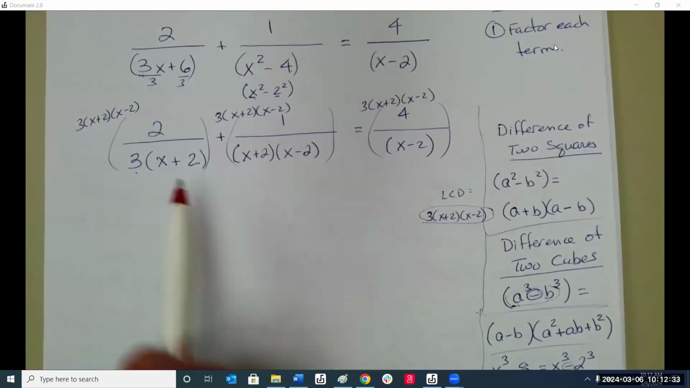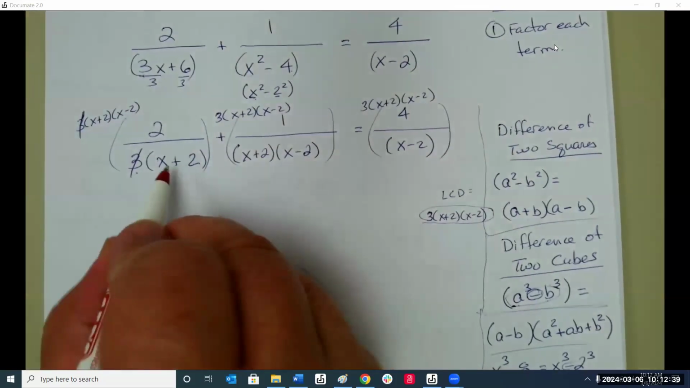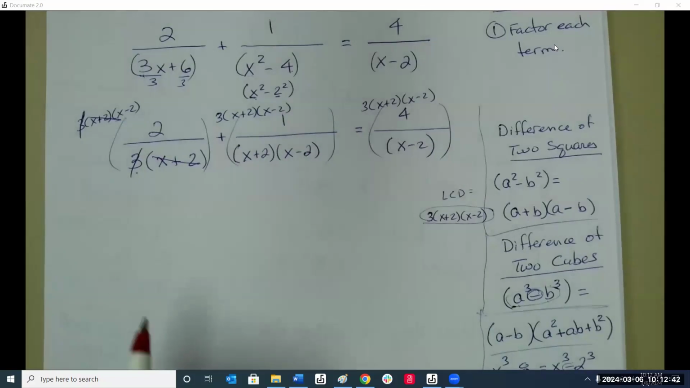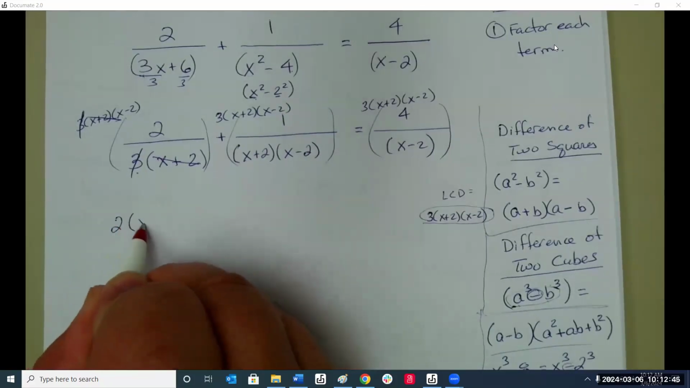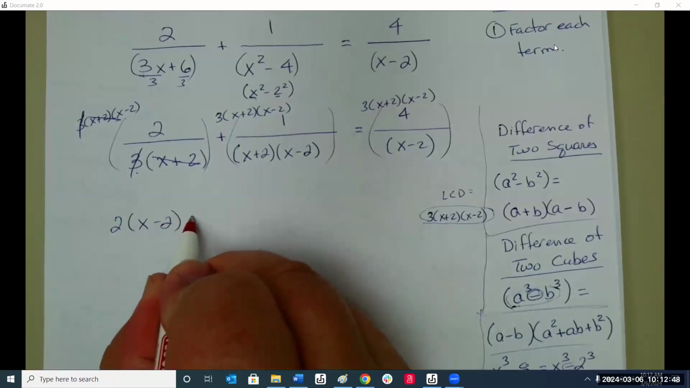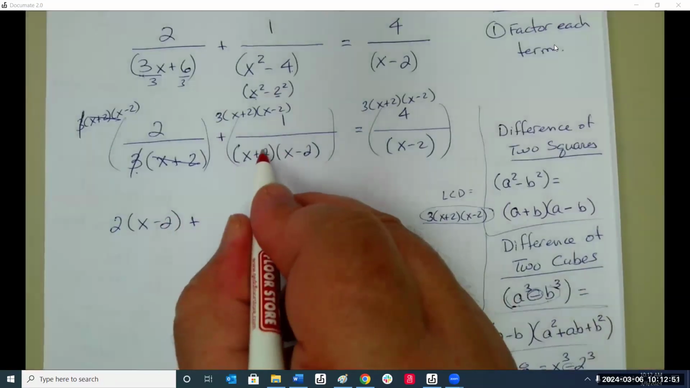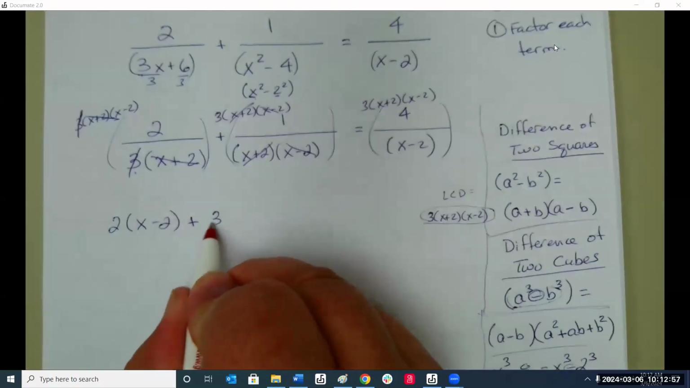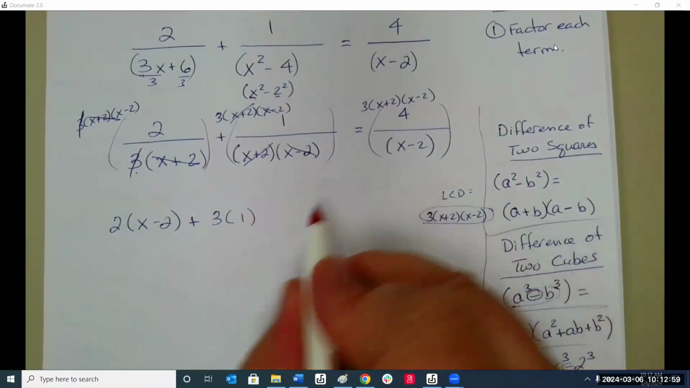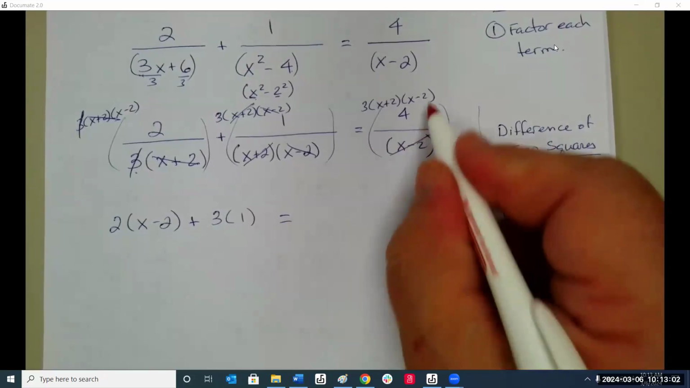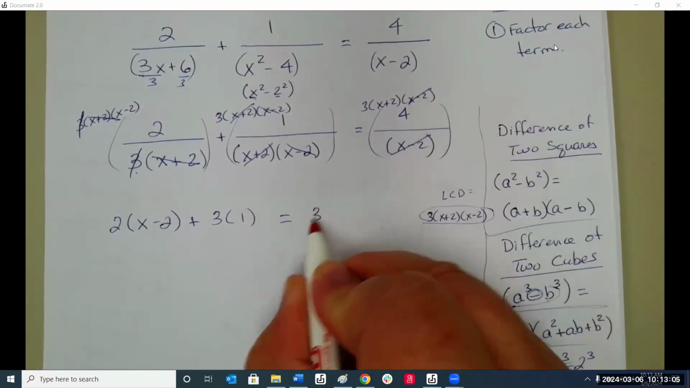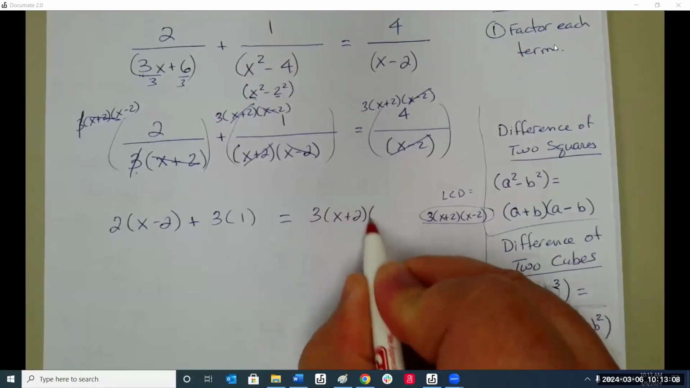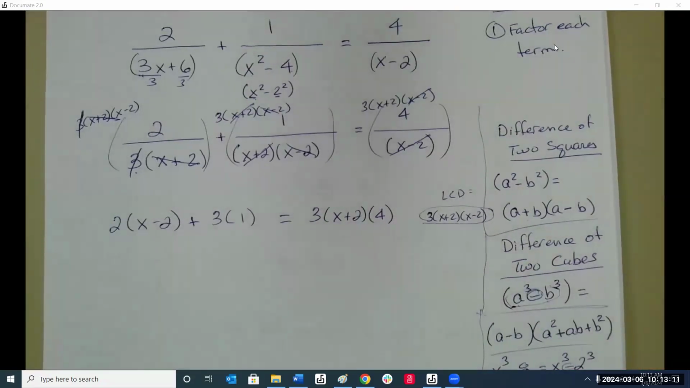Now what do we do? We multiply to each term. Now we cancel. The 3 and 3 cancel. X plus 2, x plus 2. So we have 2 times x minus 2. Here it's x plus 2 cancels x plus 2, x minus 2, x minus 2. So it's 3 times 1. And the x minus 2 cancels. So we have 3(x plus 2) times 4. Basically, we get rid of the fractions.